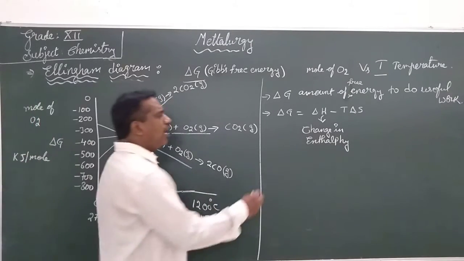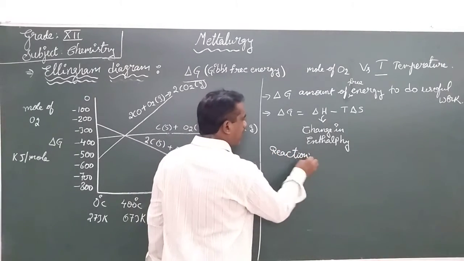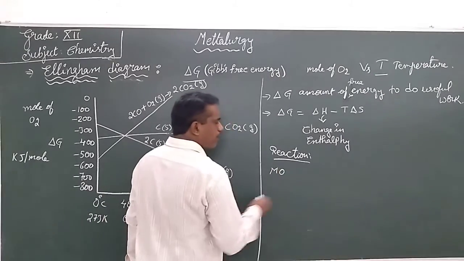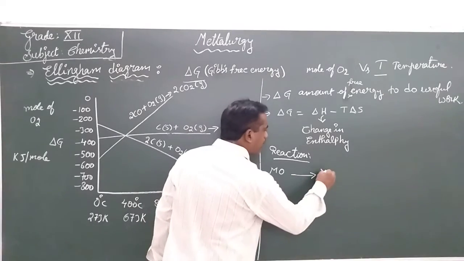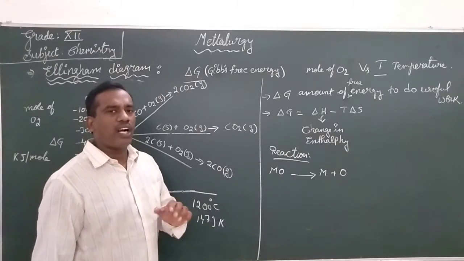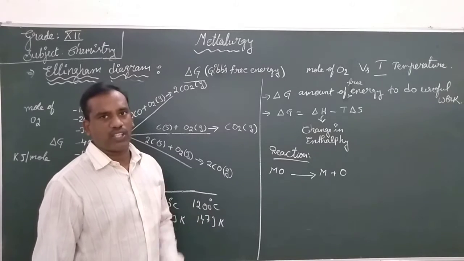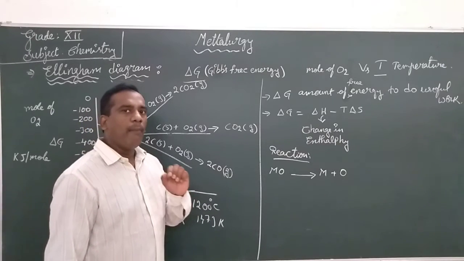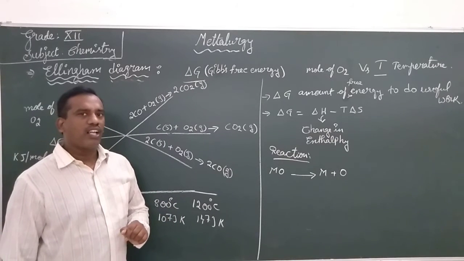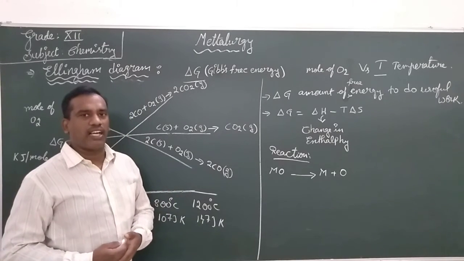For example, you are doing a reaction. In this reaction, the metal oxide is converted into metal plus oxygen. For this purpose, what are you doing? You are giving heat for the reaction. We already came to know mercury oxide is heated at a temperature of 350 degrees Celsius. So you are giving heat to the reaction.